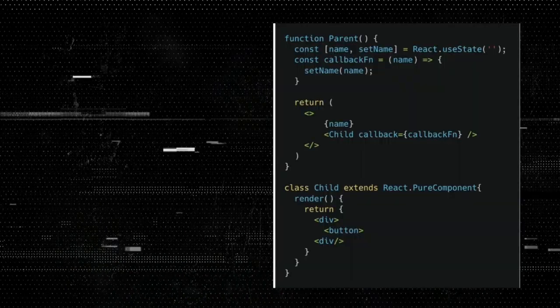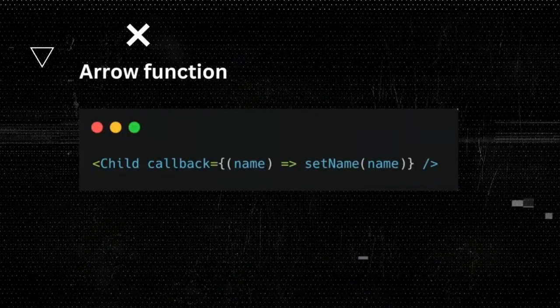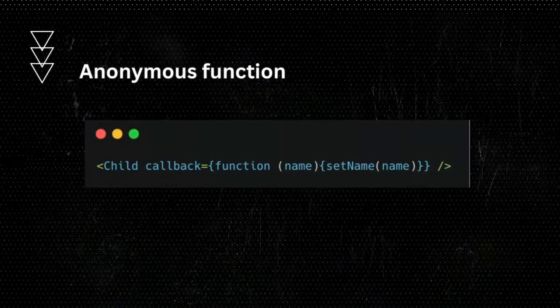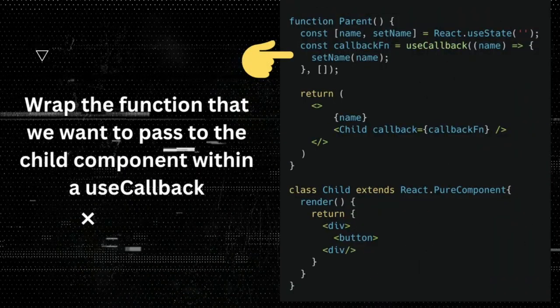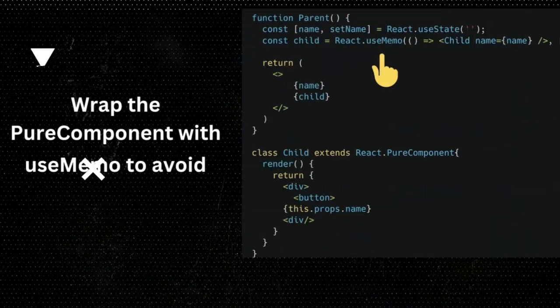When you have a normal function or an arrow function or anonymous function as a component prop, you should wrap them around React useCallback or React useMemo.